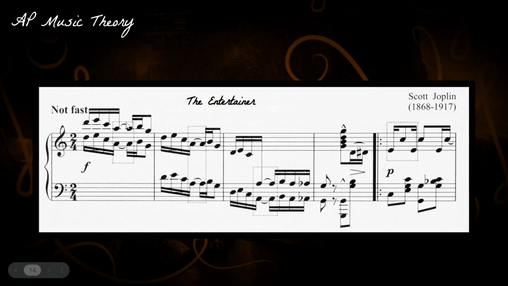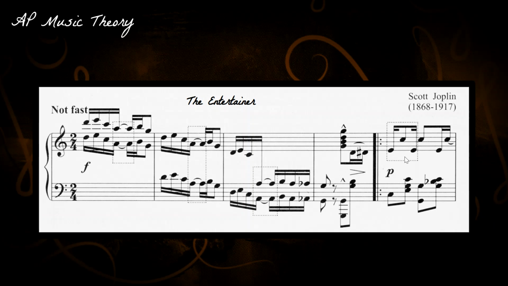Here is an example of syncopation. This is a style of music called ragtime, popular during the turn of the 20th century, that features syncopation. This example uses the tie, as you see here and here and here, to add length and therefore stress on the upbeat. It also uses syncopated rhythm to create stress in between the beats.